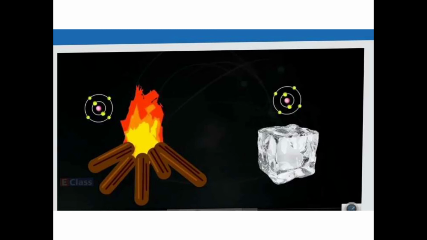So the total kinetic energy of the substance is a measure of heat contained in that substance. I'll repeat, because the energy is getting converted from one form to another. So we can say that the total energy of the atoms in a substance is a measure of heat contained in that substance. Kinetic energy of atoms.